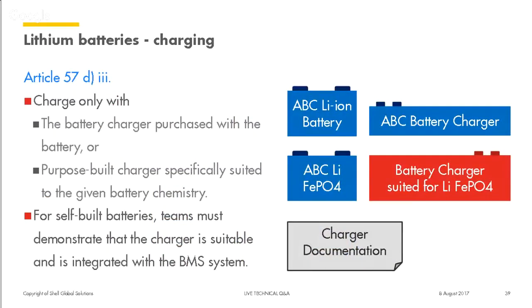And basically, we want the battery to be charged by its own battery charger. That means if you're charging your battery, make sure you use the battery charger that came with it. You may also use a battery charger which is bought separately, but it must be suited for the particular chemistry of the battery. For example, if you're using a lithium iron phosphate cell, your battery charger must be suitable for that. And you must be able to demonstrate this by the charger documentation. Otherwise it will not be accepted.